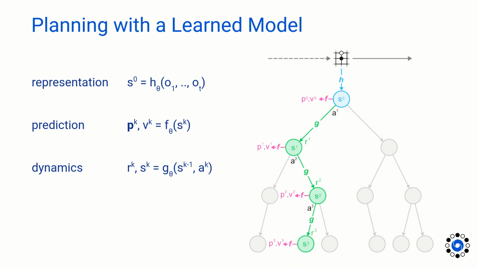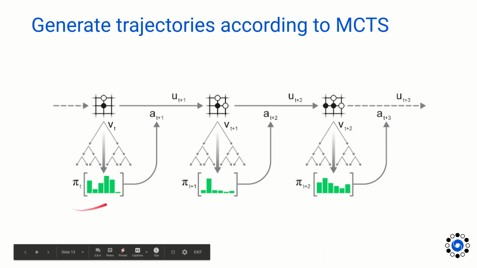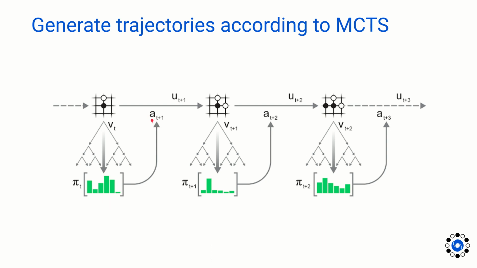Now that we have such a learned model that we can use to search, we can of course repeat this process and roll it out to generate trajectories. We interact with the environment, we run our search to get some distribution over visit counts, from which we can sample to select some action, which we then again apply to the environment, enter a new state, search, etc., etc.